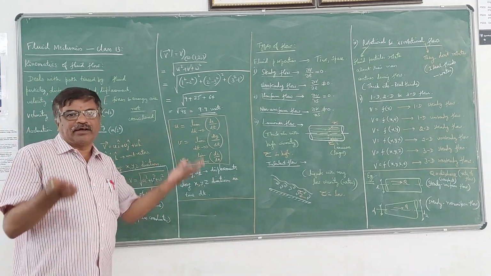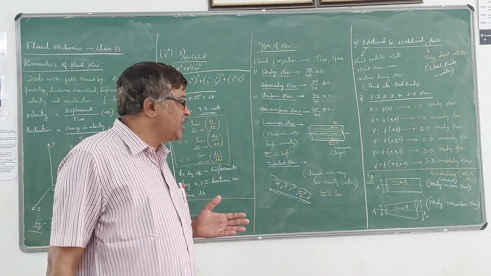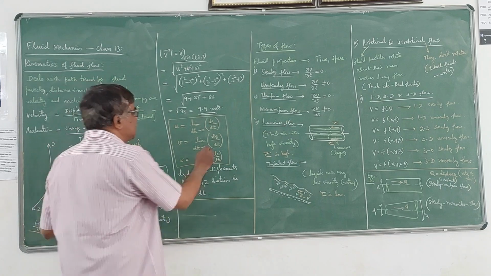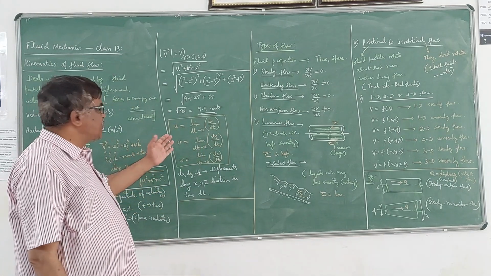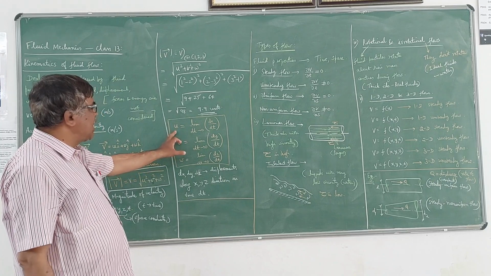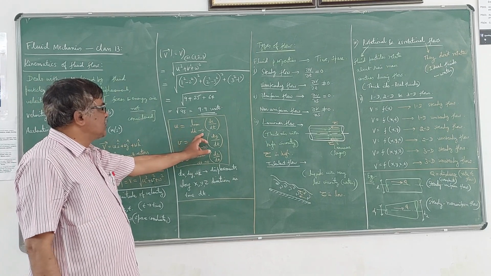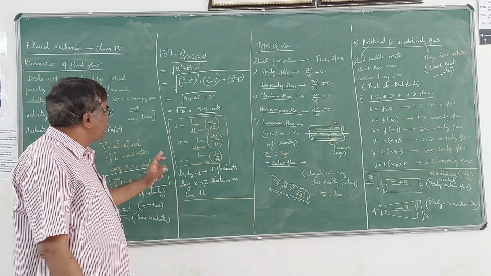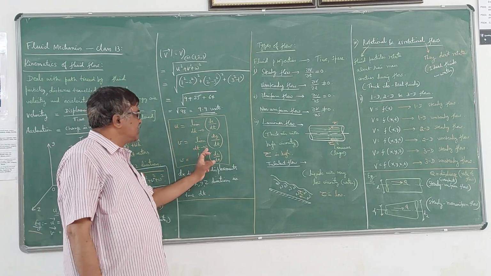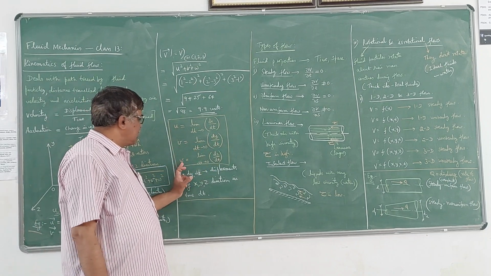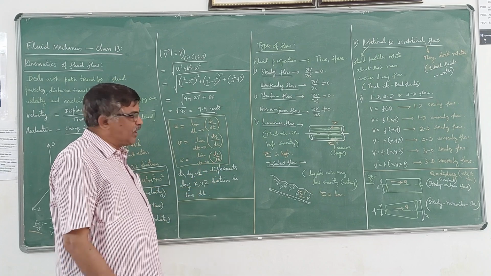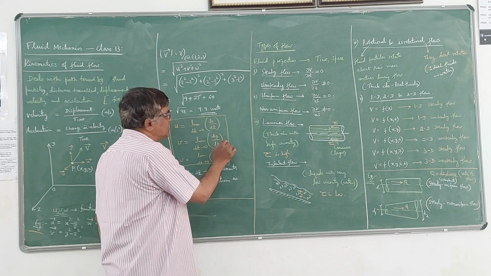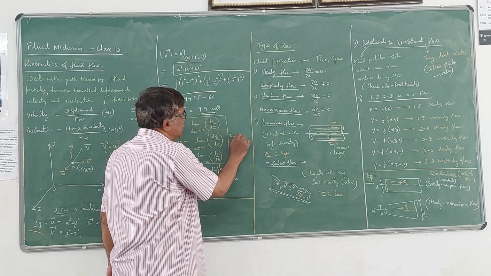Now to define u, v, w, we can use the mathematical representation using differential calculus, what we have done in limits. So u can be defined as limit dt tending to 0 of dx by dt, v can be defined as limit dt tending to 0 of dy by dt, and w can be defined as limit dt tending to 0 of dz by dt. This is called the instantaneous velocity.